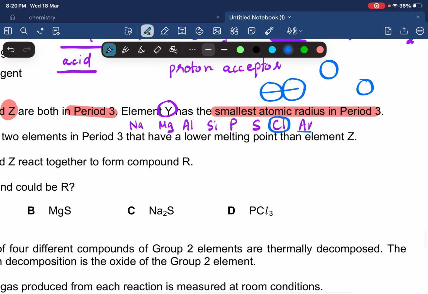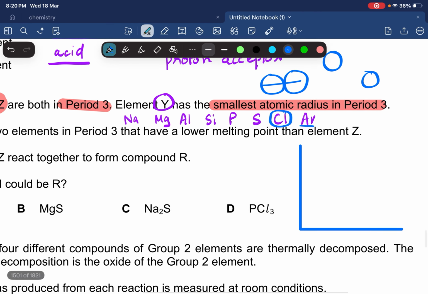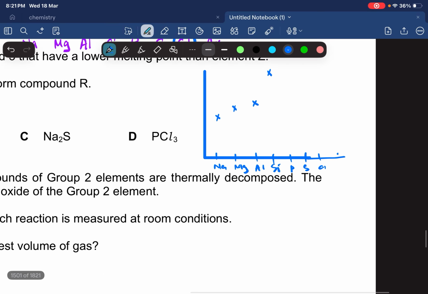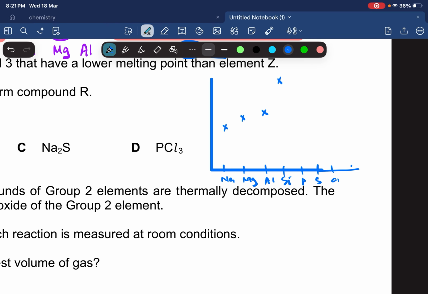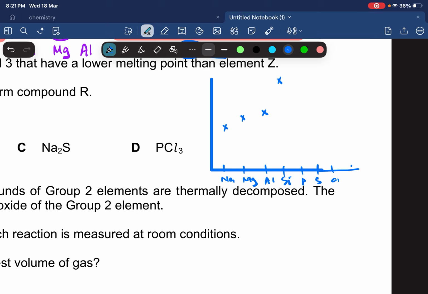Okay. Now if we just look at the graph for the melting and boiling points of period 3, we have sodium, magnesium, aluminum, silicon, phosphorus, sulfur, chlorine, and argon. If I start drawing sodium, then a little above magnesium, then a little above aluminum, then very above silicon, then for phosphorus, sulfur, and chlorine. To determine the melting points, you got to make sure about the number of electrons because all these 3 are going to have instantaneous dipoles or temporary dipoles.